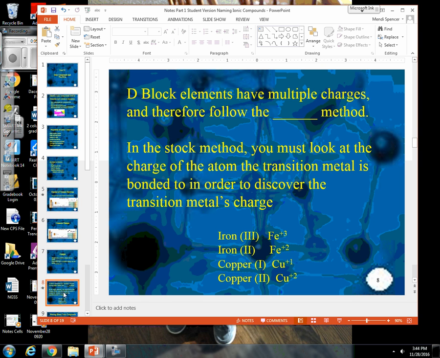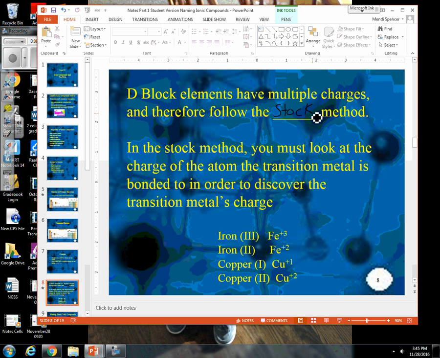The only thing that we didn't really talk about in terms of determining an element's charge is if we are looking at a D block element. These are all of your group B elements, and these are the ones I did not have you write down a charge for, okay? And that's because your D block elements have multiple charges. They can change, and whatever the charge of a D block element is, it depends on what it's bonded to. So for this reason, we have to follow what is called the stock method for determining the D block element's charge. It will make more sense the more and more we practice this.